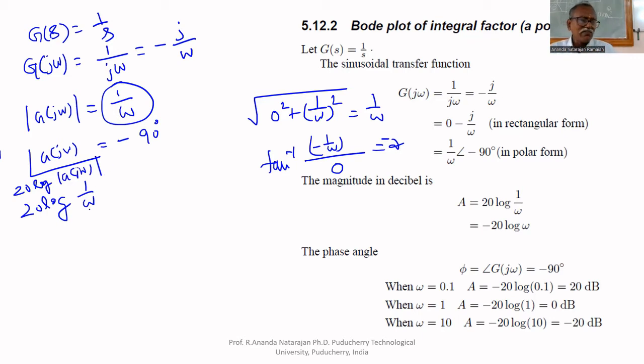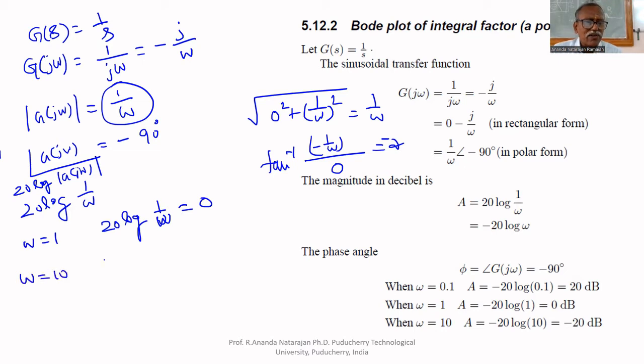20 log 1 by omega, when omega equals 1, you will get 0. When omega equals 1, 20 log 1 by omega equals 0, because 20 log 1 equals 0.